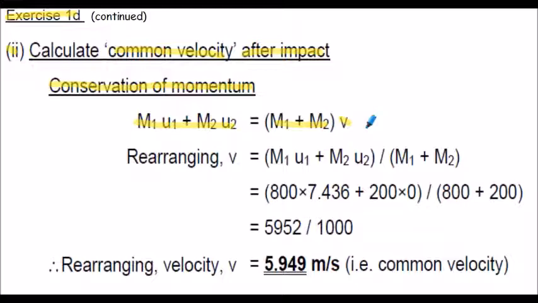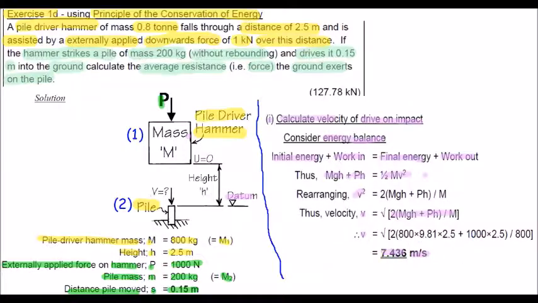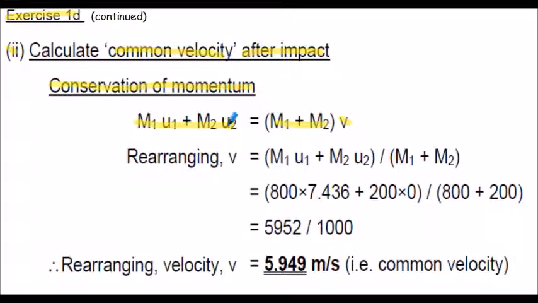So before impact, the hammer and the pile have different velocities. The hammer is moving with the velocity 7.436 meters per second, and the pile will be stationary, so u2 is 0. To rearrange to find the velocity after impact, we simply divide both sides by m1 plus m2. Inserting the values into the equation, and again noting that u2 is 0 here because the pile is originally stationary, that term will disappear. We find that the velocity after impact is now 5.949 meters per second. That's the common velocity. The hammer and the pile are assumed joined together.